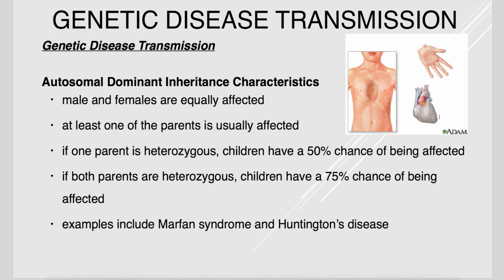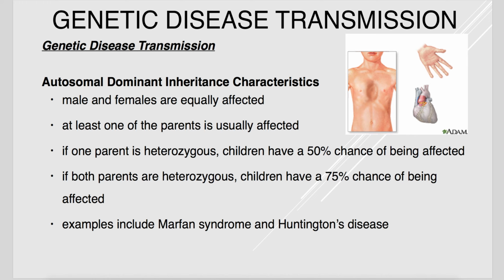So autosomal dominant, basically what happens here is if you receive one bad copy of the gene, you're going to have the disease. Males and females are going to be affected equally. One of the parents is usually affected. You tend to see these diseases show up in every generation. And if one parent is heterozygous, meaning they have one dominant allele and one recessive allele, the children will have a 50% chance of being affected.